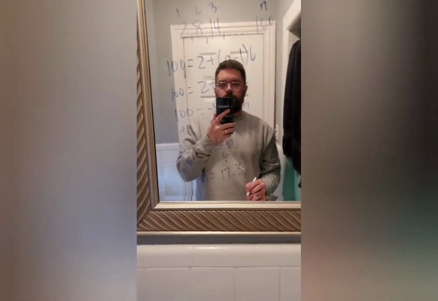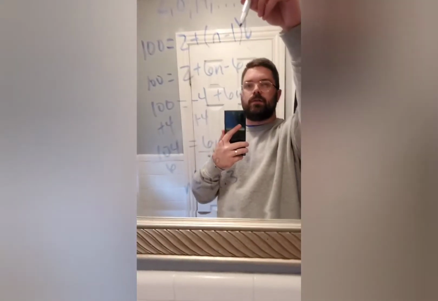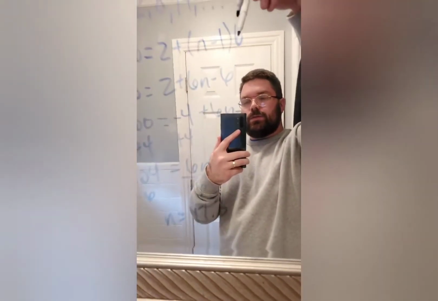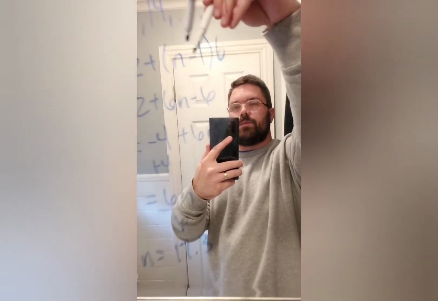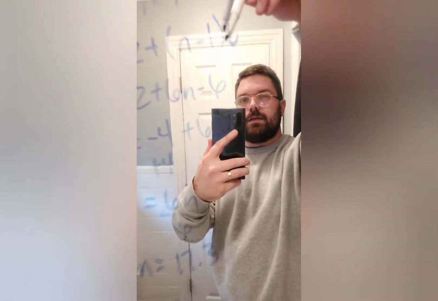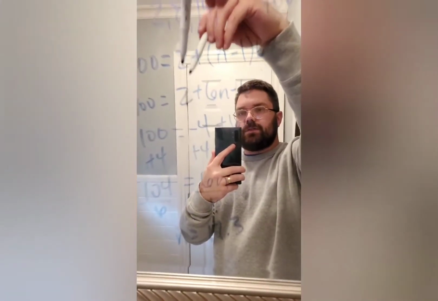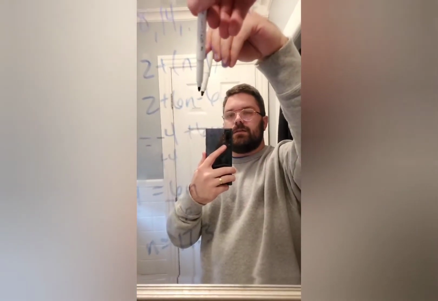So there it is, real quick. I don't want to go through every single thing that happened, but probably will anyway, because I have no self-control. What I did is I distributed my 6 to everything inside the parentheses. That's how I got 6n, and then 6 times negative 1 is negative 6. And so I have the 2 stays the same. I've got 6n minus 6.